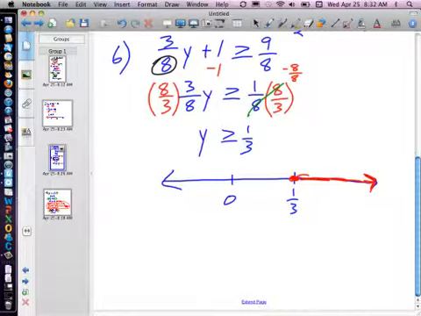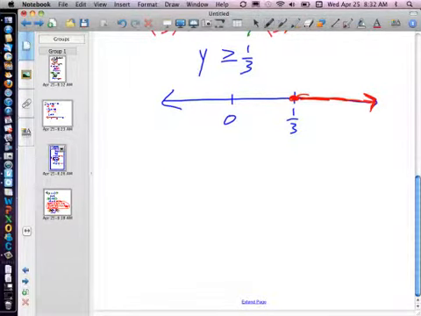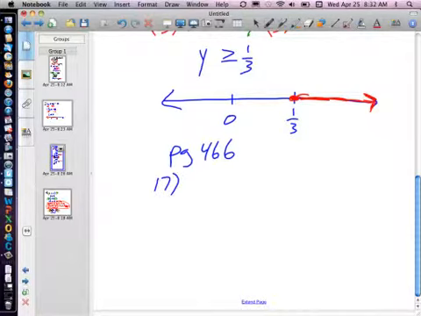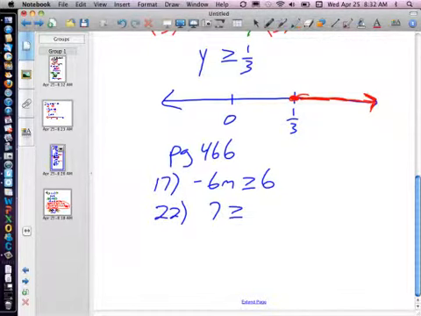So for homework, I would like you to do page 466. Just 2 problems. You can see they're fairly quick, so you could probably get these done in about 3 minutes or something. You're going to do number 17, which is negative 6m is greater than or equal to 6. And then I want you to do number 22, which is 7 is greater than or equal to 2k minus 7. And that's it. Enjoy.